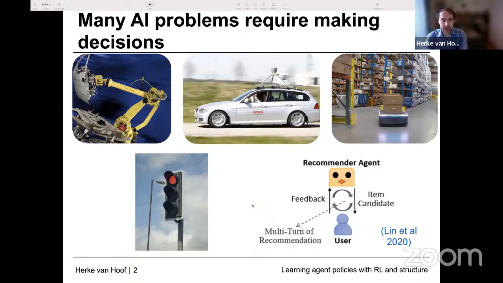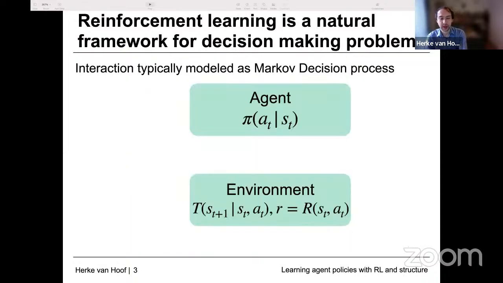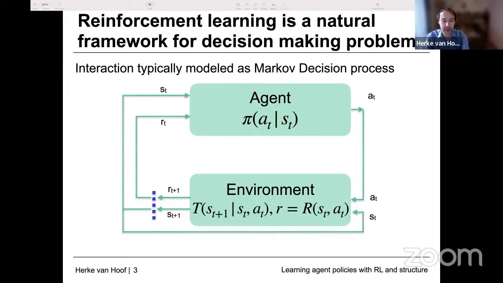Of course, learning to make decisions is captured very naturally in the reinforcement learning framework. In the reinforcement learning framework, interaction is typically modeled as a Markov decision process. An agent observes the state of the world, then picks an action. This action is fed into the environment that emits the next state and a reward, which are then again fed back to the agent who can take the next action. And the goal for the agent policy pi is to find a policy that maximizes the cumulative reward over time.